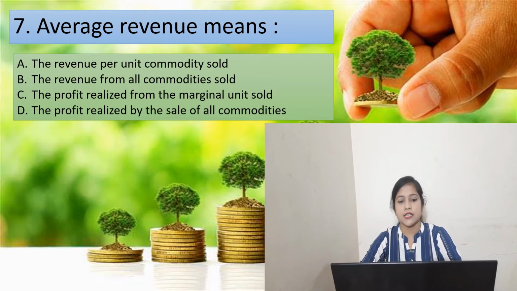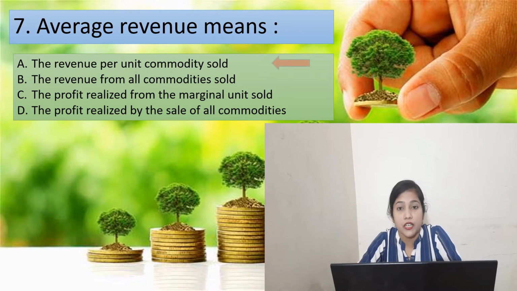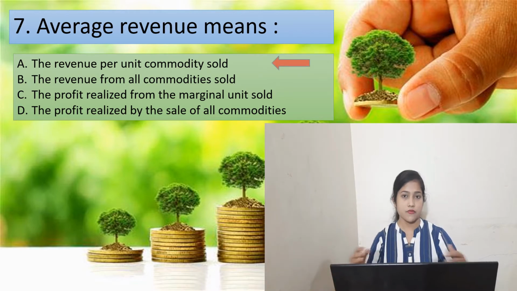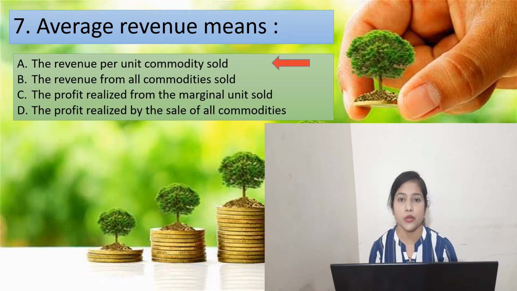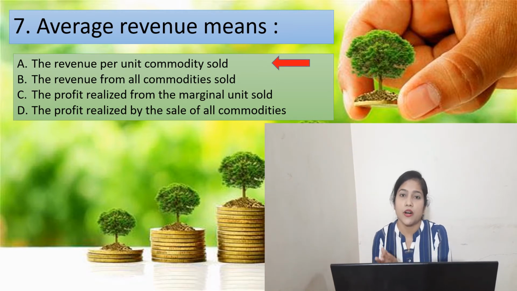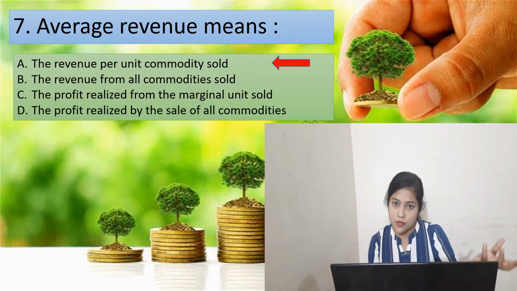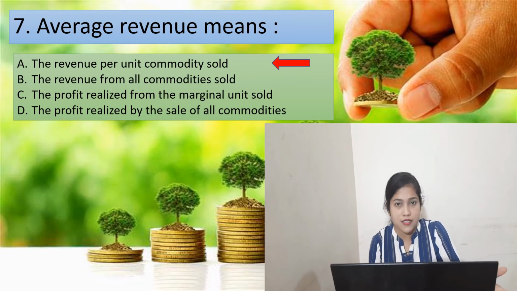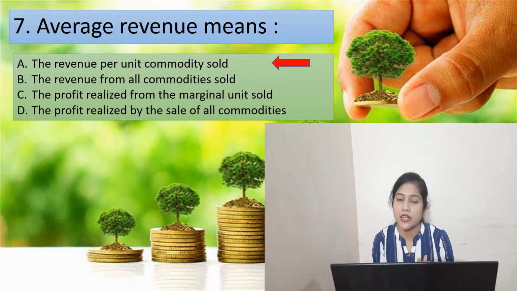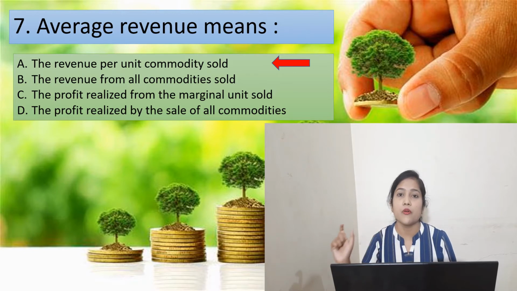Well, what is the answer? The answer will be option A, the revenue per unit of commodities sold. As we all know, total revenue is price into quantity. Whatever quantity you have sold and whatever price you have charged, total price into total quantity will give you total revenue.